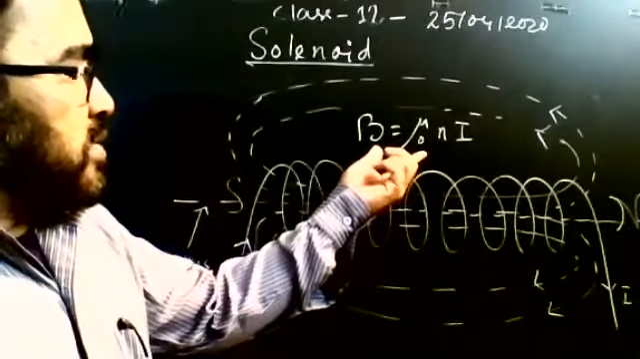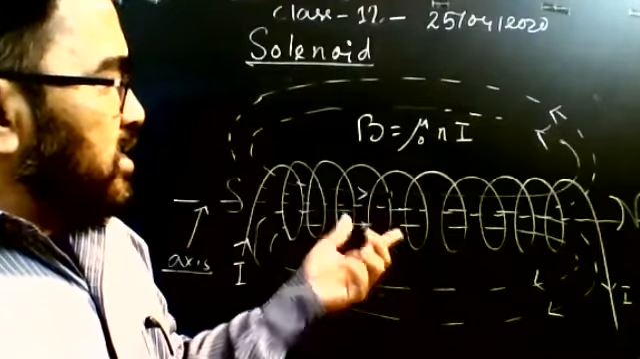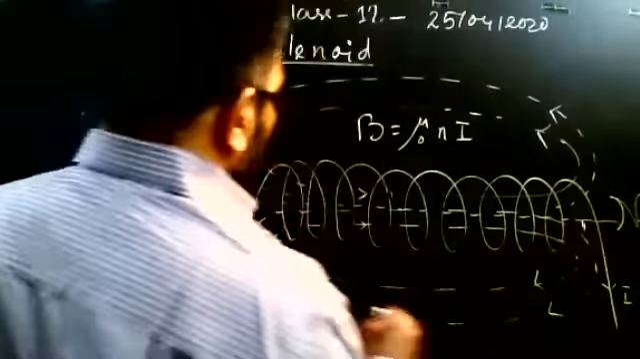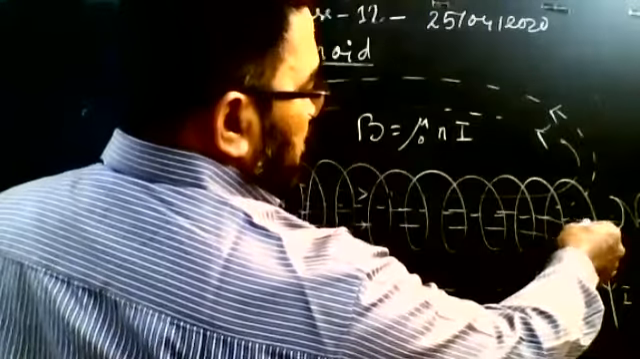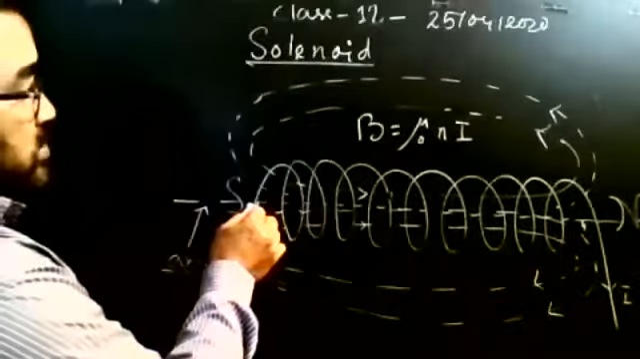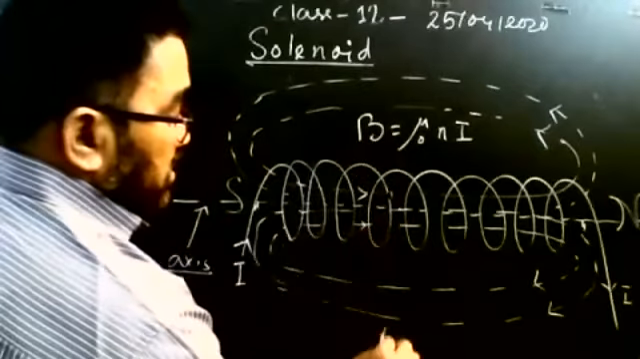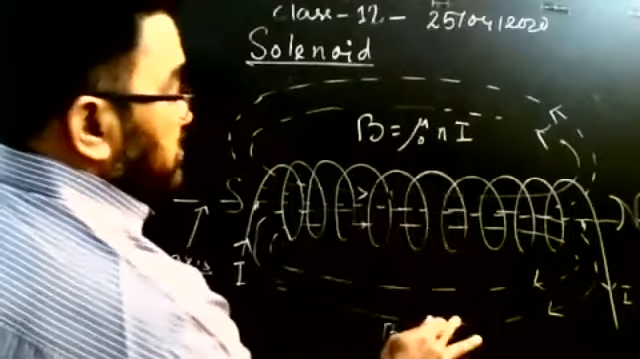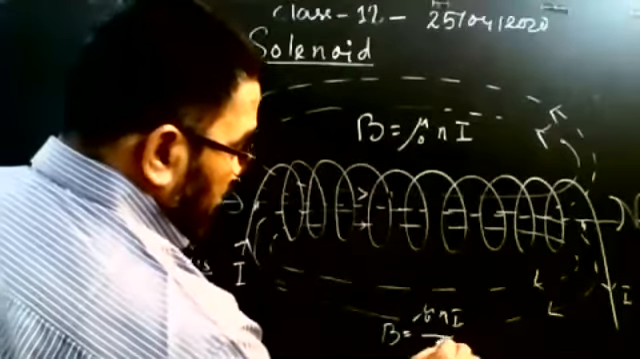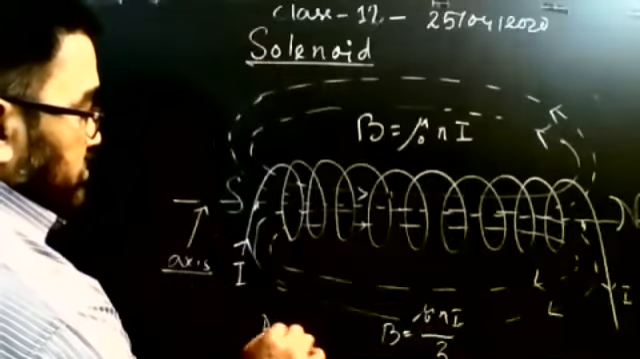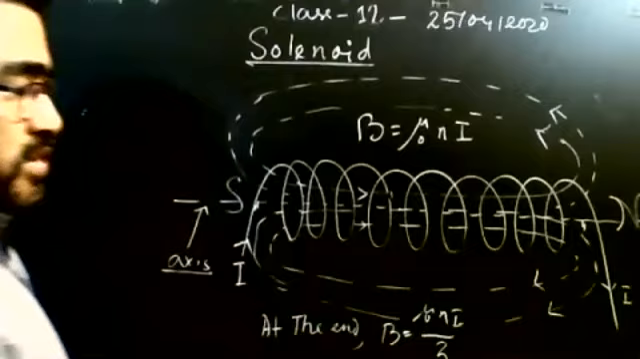So this is the magnetic field inside the solenoid on the axis. At the two extreme ends, this extreme end towards the north pole and this extreme end towards the south pole, the value of the magnetic field induction will be half of this value, mu naught n I by 2, at the end. This is at the end.